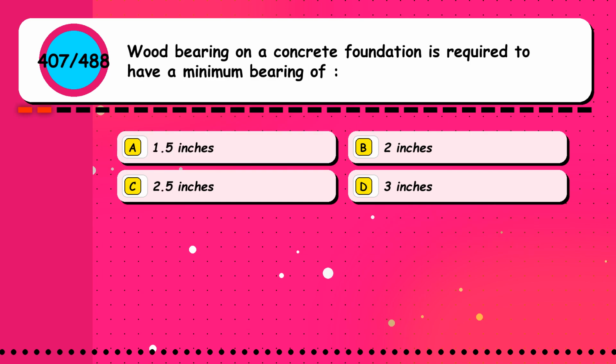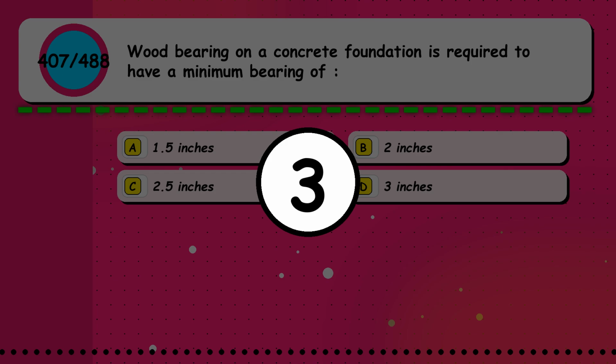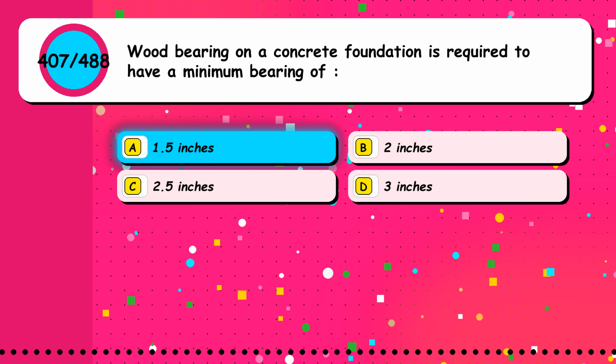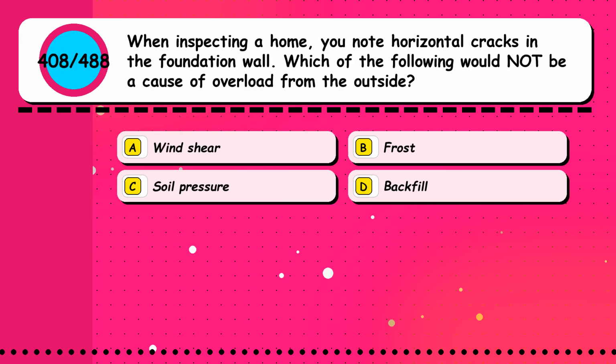Question 407. Wood bearing on a concrete foundation is required to have a minimum bearing of option A, 1.5 inches. Option B, 2 inches. Option C, 2.5 inches. Option D, 3 inches. The correct answer is option A, 1.5 inches. Question 408.